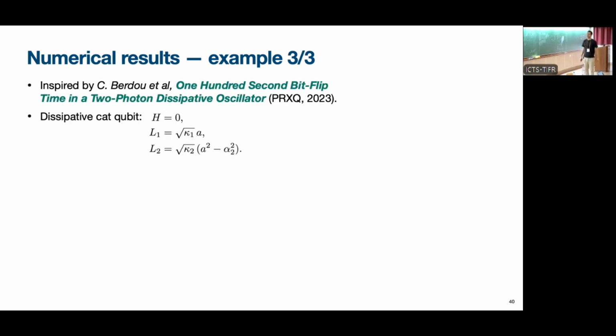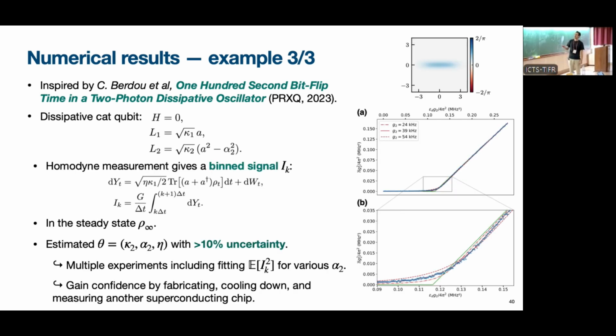The last example, same, I won't detail it too much, but it's an example we had from our group paper from 2023, where we had this weird dynamic I showed you on the board to stabilize these bosonic codes. And in this case, we were measuring with homodyne detection the signal leaking from the system. Three of the parameters were very hard to estimate using regular classical methods. So they ended up being estimated with more than 10% uncertainty. And to gain confidence in the result, we fabricated, cooled down, and measured another superconducting chip. So one question when I arrived was, is there a better way to estimate these three parameters?